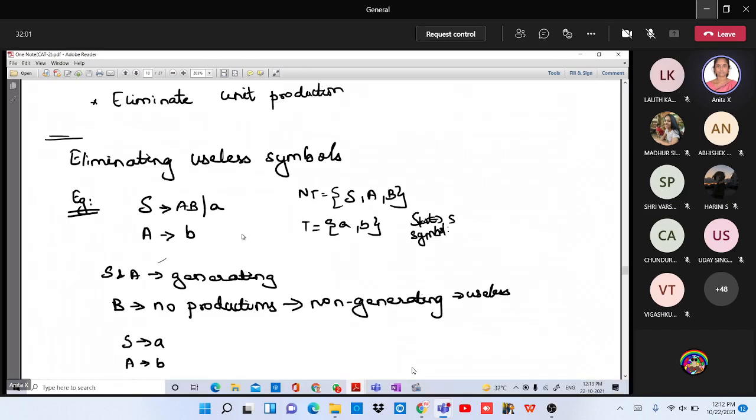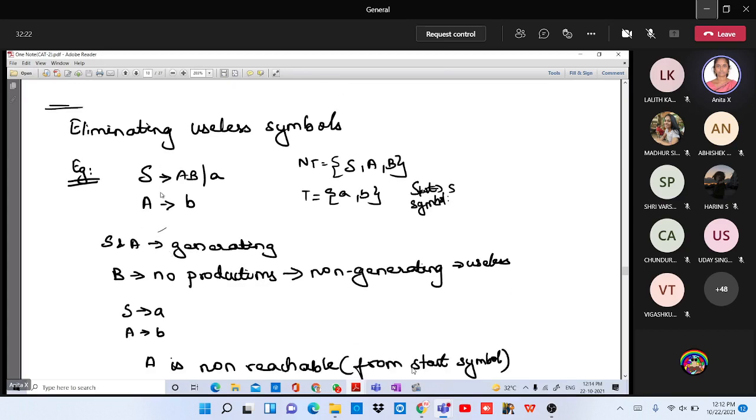So what is reachable first? All the symbols should be reachable from the start symbol. If it is not reachable, then there is no use of that particular symbol at all, right? That is what non-reachable is. So here we can have an example. This is one production. Here you can see there are three non-terminals, S, A and B. Among these three, B does not have any production, so B is a non-generating symbol.